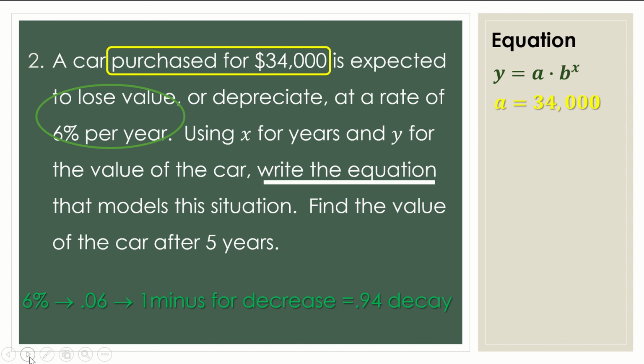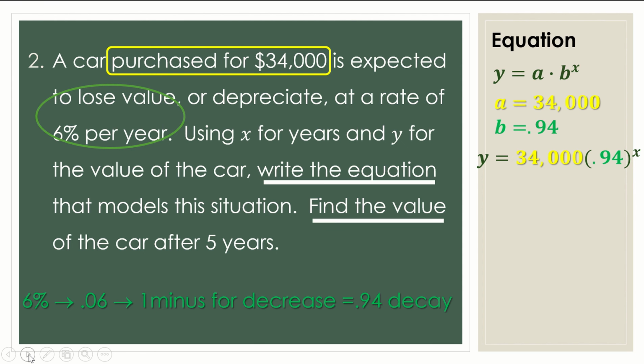Anytime that b is greater than 1, the population is growing, and when it's less than 1, we are decreasing. So in this situation, we are decreasing in value. We're going to use x for the number of years and y for the value of the car. Write an equation that models the situation. So we would say the value of the car y is equal to 34,000, the initial amount, times the decay rate of 0.94 raised to the x time in years.